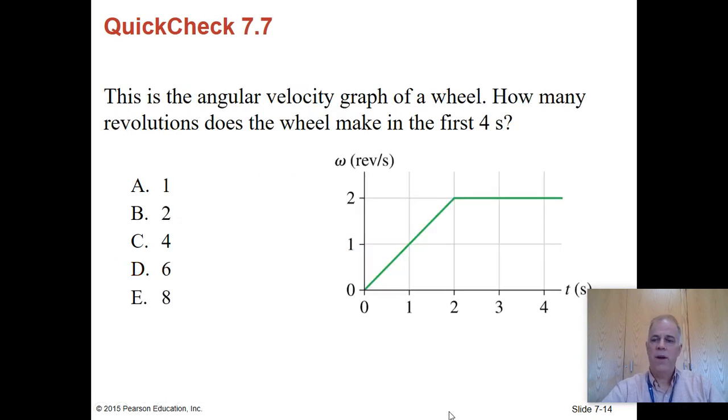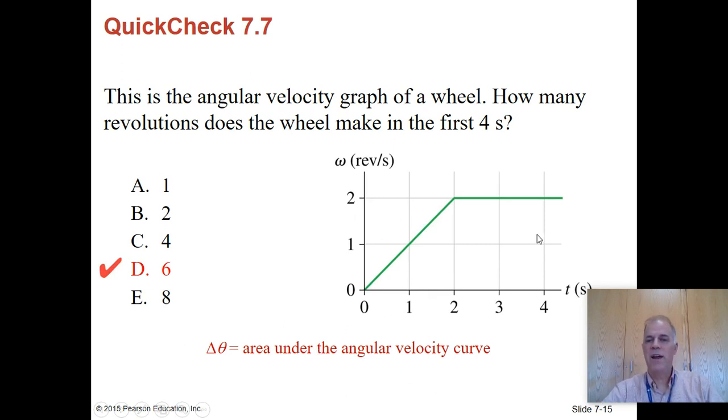Next one. All right, we haven't seen one like this in a while, but see if you can figure it out. It's a rotational velocity versus time curve, a v versus t curve. And they're asking you how many revolutions that it makes. Okay, here's the answer. It's just the area under this curve. You may remember this, that displacement is the area under the curve.